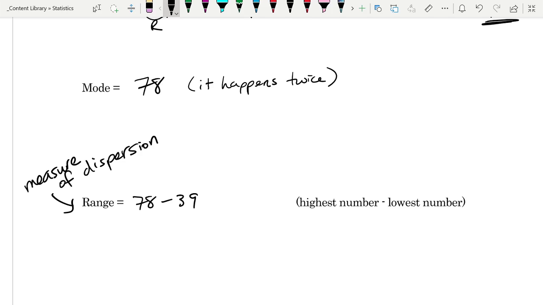So what's 78 minus 39? Let's see, I'll take my calculator. 78 minus 39 is equal to 39. So that's my range. Okay, let's take a look at example 2.